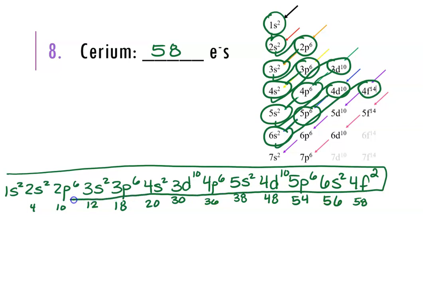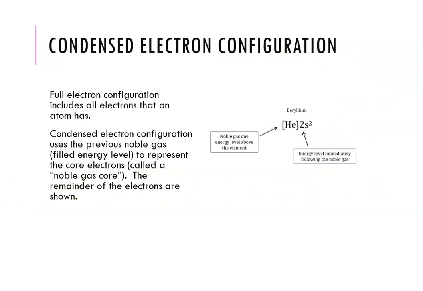All right, so this is easier than drawing 58 arrows, but it still becomes very tedious because every time we start, we're doing the same thing essentially for the first 5 or 6. It's always 1s2, 2s2, 2p6, 3s2, 3p6, and so on and so forth. So to avoid having to start with 1 every single time, we can do condensed electron configuration.